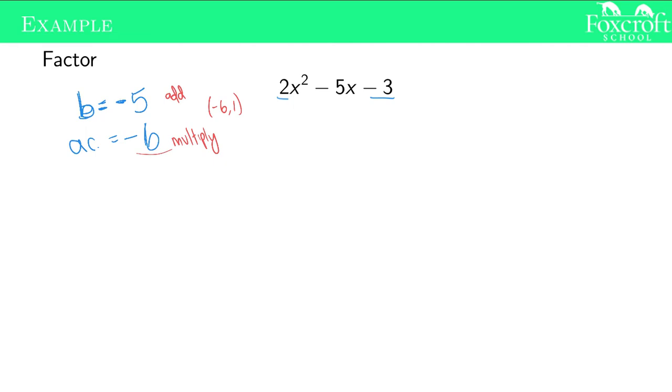Now our next step said we split up this middle term into two terms. We're going to have 2x squared. That doesn't change. But now we're going to use these numbers to our advantage. Instead of minus 5x, we're going to have minus 6x plus 1x. Again, you don't normally have to write the 1, but I'll just write it. So these two numbers from here are going there.